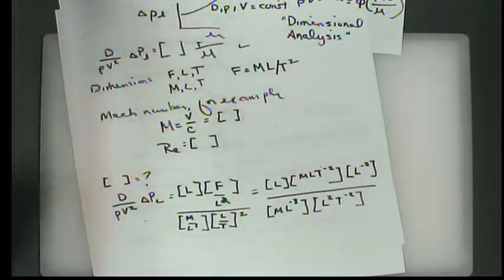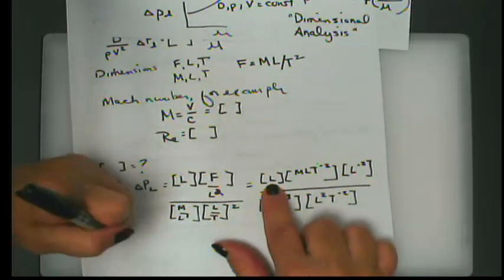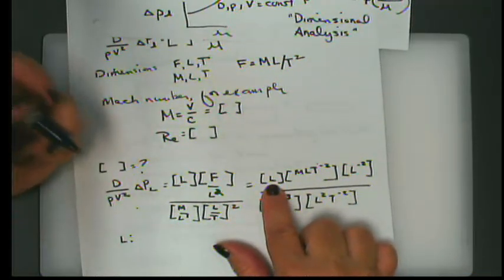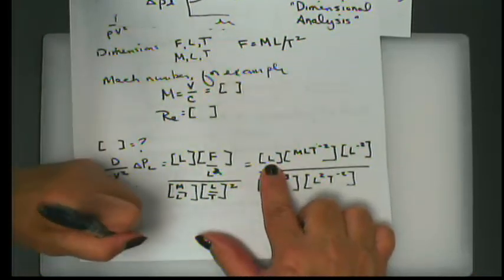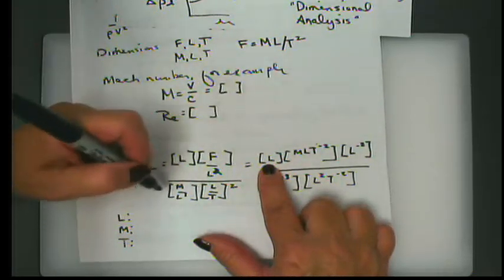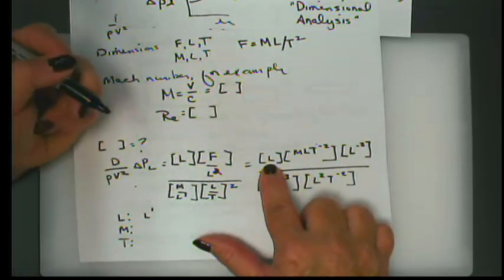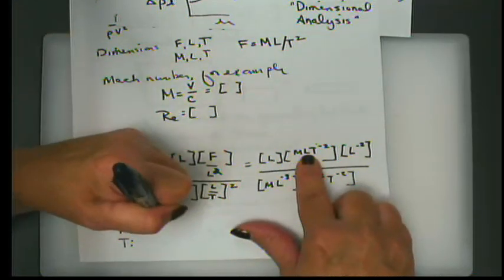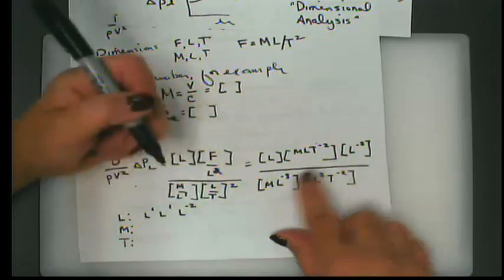Okay. Now, what this will do for me is allow me to organize my dimensions. And I'm going to write this in this form. I have 3 dimensions. I have length, mass, and time. So I'm going to tabulate or pull together all of my lengths. I have length to the 1, length to the 1, length to the minus 2.